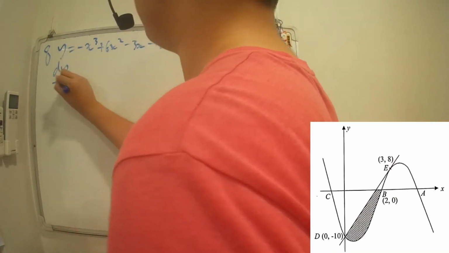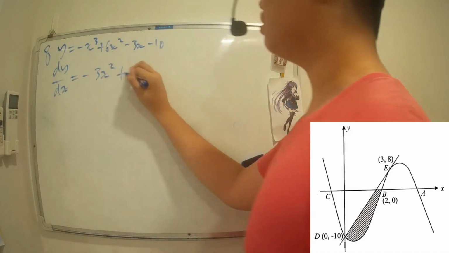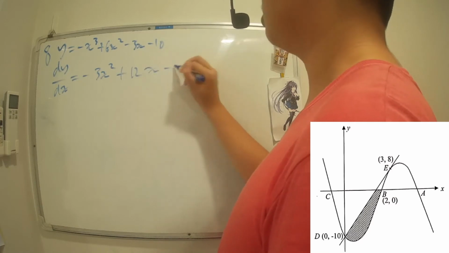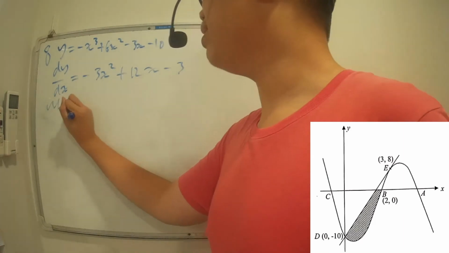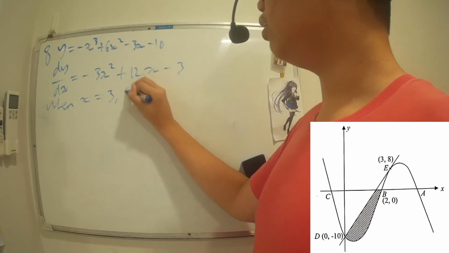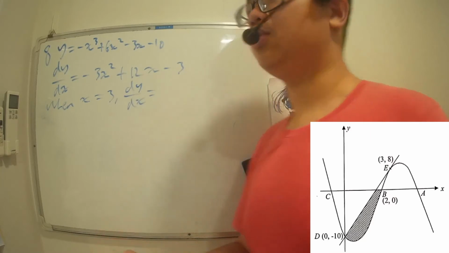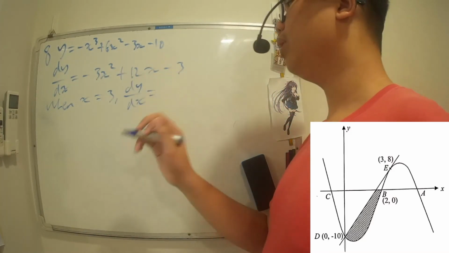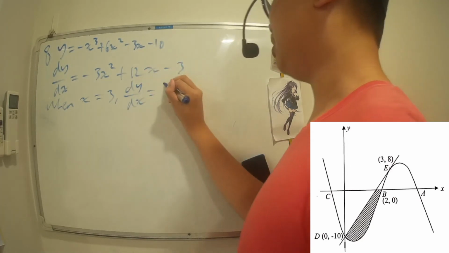So dy/dx is equal to minus 3x squared plus 12x minus 3. And this is gone. Okay? So when x equals 3, because that's where E is, we know that dy/dx is going to be equal to, let's just sub in, right? So 3 squared is 9, so negative 27. Then plus 36, then minus 3, so this whole thing is just 6, okay?